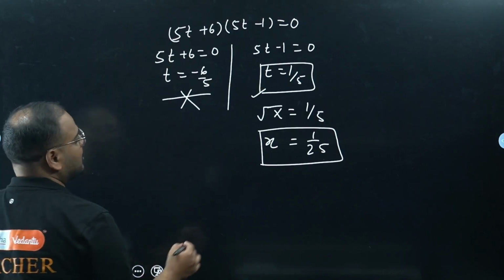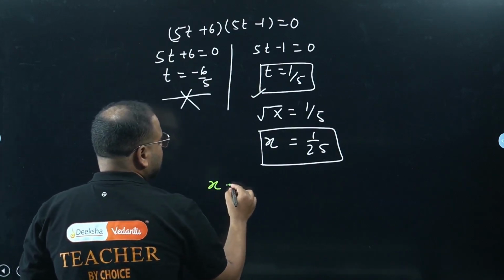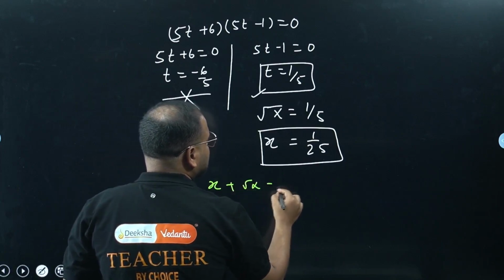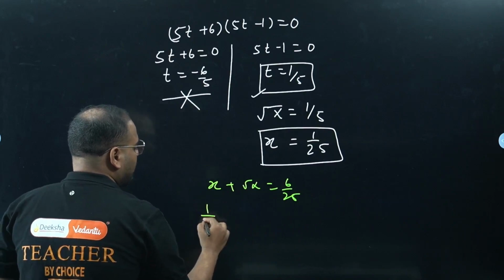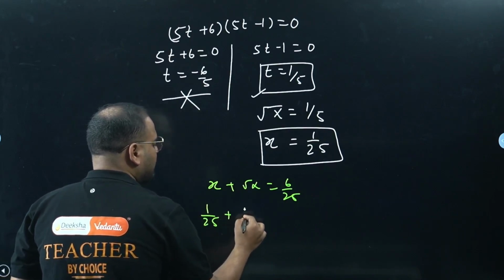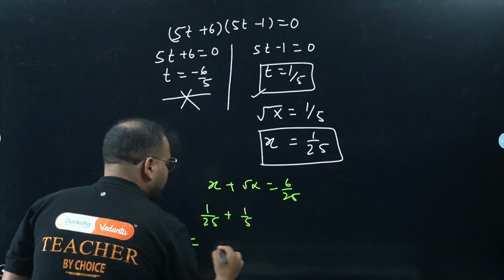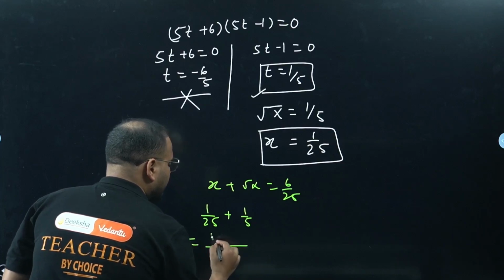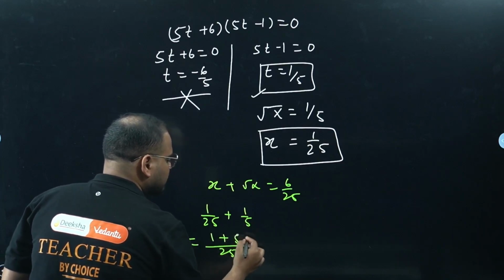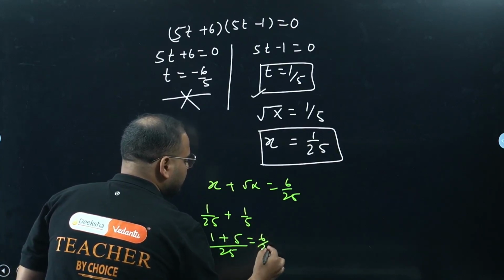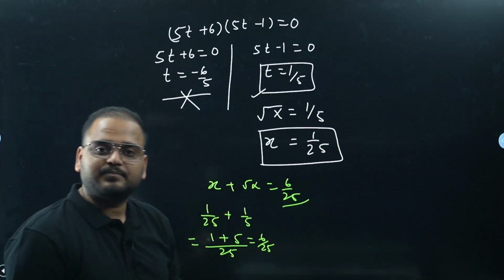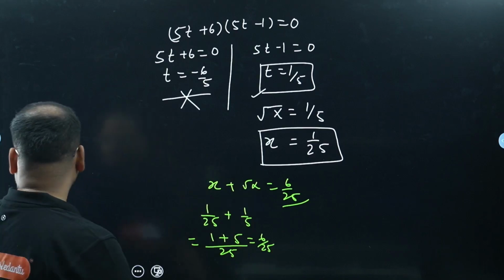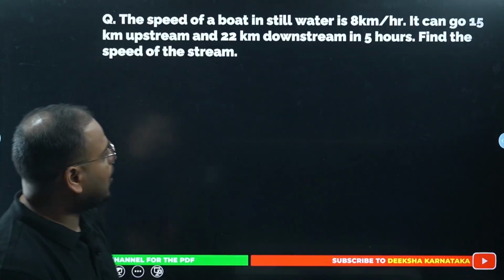yes, why not? This says x plus root x is 6 by 25. Check it out. I'll take LHS. What is x? 1 by 25. What is root x? 1 by 5. LCM is 25. This is going to be 1 plus 5, since 5 fives are 25, so just 5 here. 6 by 25, which is equal to this. Hence, it is verified. Okay. Simple question. Moving on.